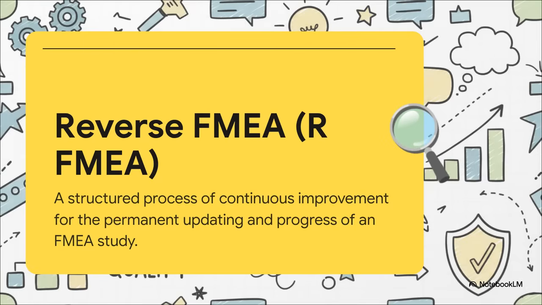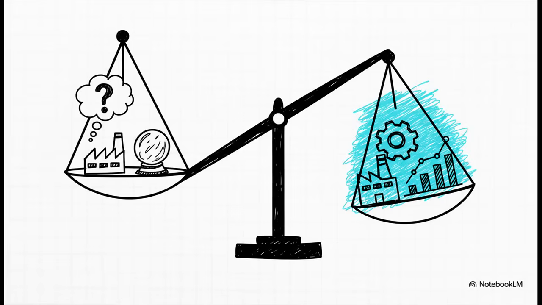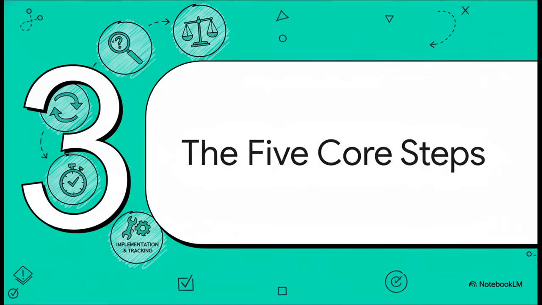At its heart, Reverse FMEA, or R FMEA for short, is really a structured way to keep improving. It's all about making sure your original FMEA isn't just a fantasy by going to the source, right to the shop floor, and seeing what's actually going on. And this is a huge shift in thinking. You're moving away from a purely theoretical exercise, predicting what might happen, and into a hands-on, reality-based check of your quality controls.